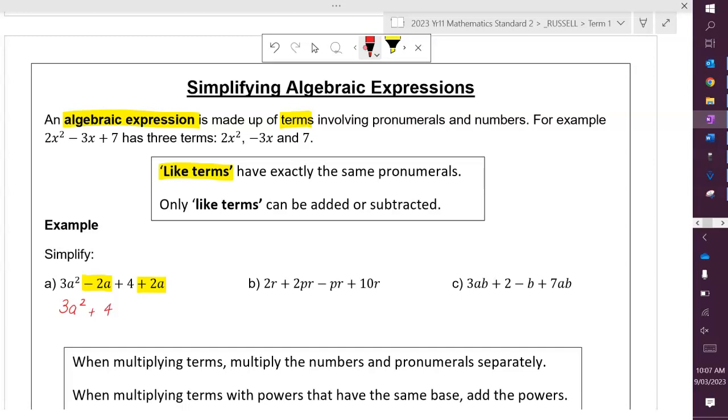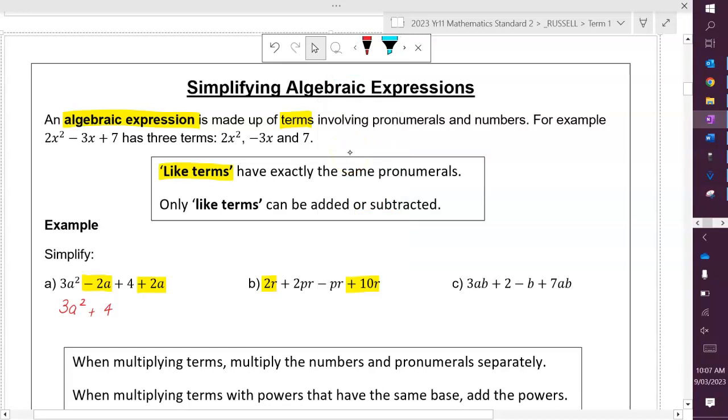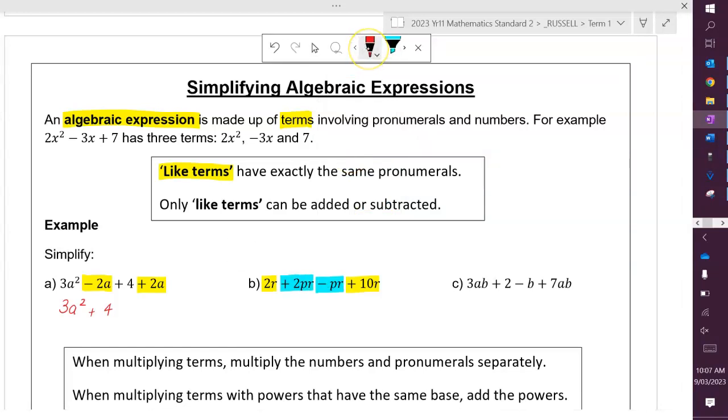My next example is 2r plus 2pr minus pr plus 10r. So again, I highlight my like terms, and remember that I'm taking the sign in front of each term as it belongs to it, and that helps us to identify if it's a negative or a positive number. So 2r plus 10r is 12r, and 2pr minus pr just becomes pr, or 1pr.